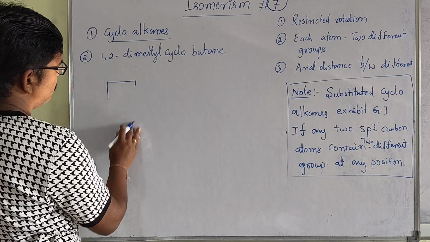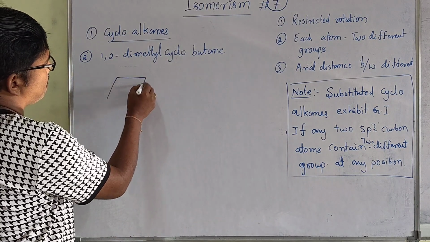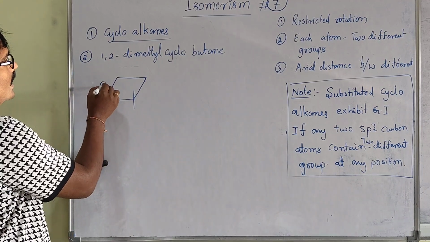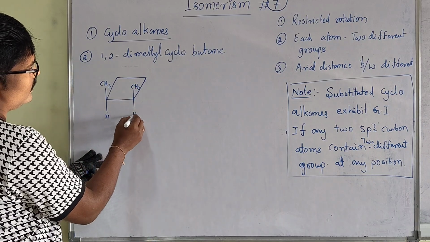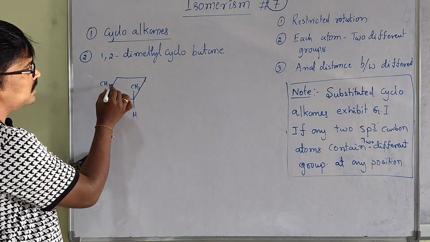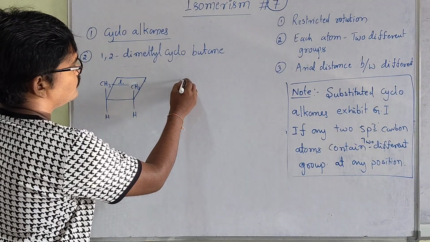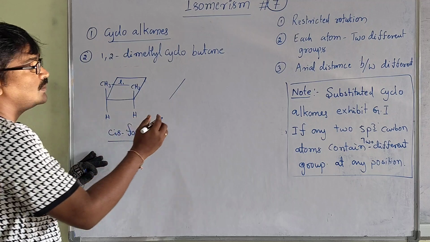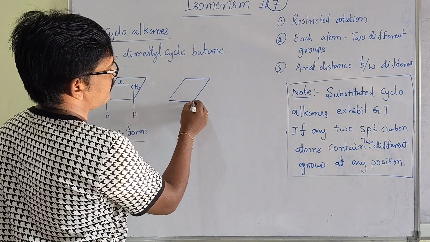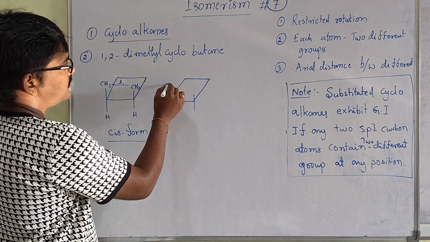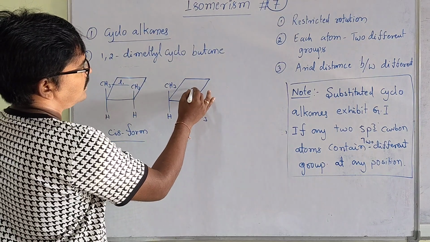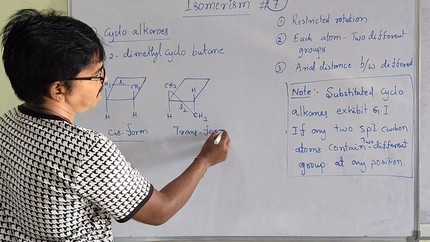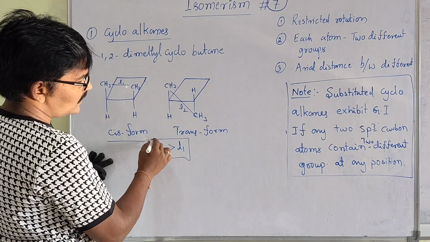So look at cyclobutane we are taking, then 1,2 positions. Methyl group here, then methyl group here, then H, then H. Restricted rotation is possible, the first condition. The distance between them is small; this is the cis form, because identical groups are on the same side. Then here, CH3, then CH3, H, then H. Identical groups are away from each other, so L2, the distance, is greater than L1. This is the trans form. The aerial distances differ.